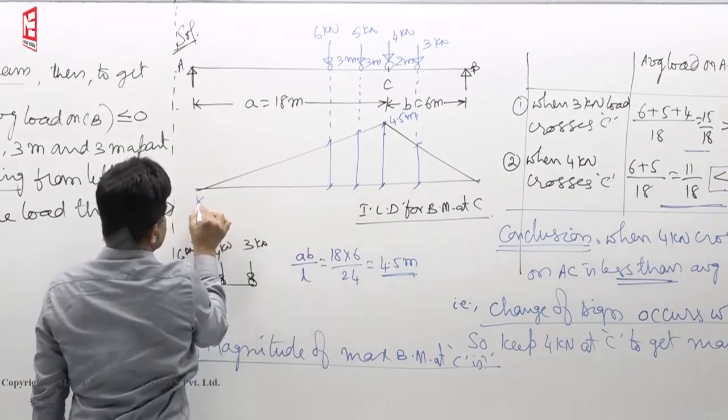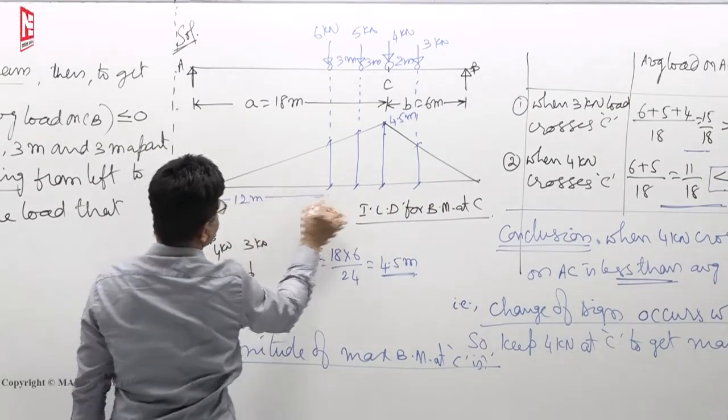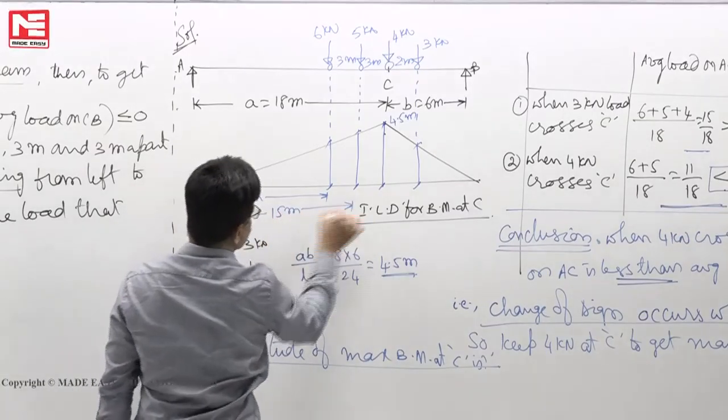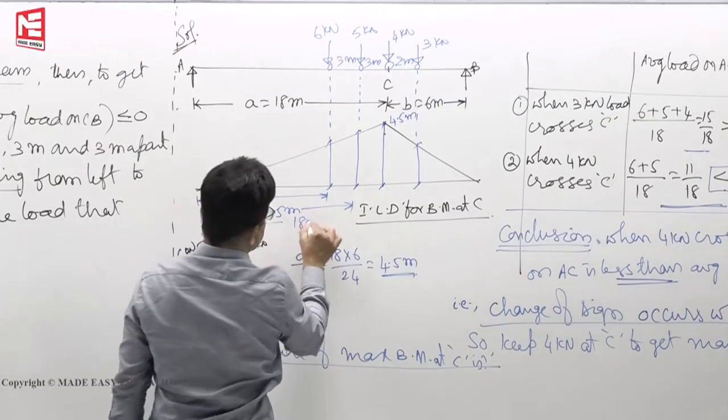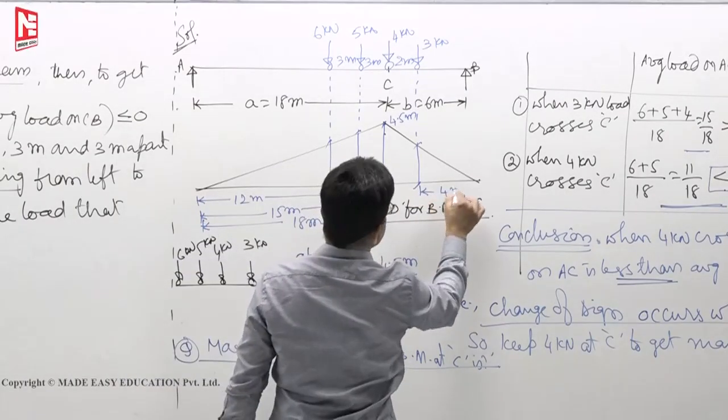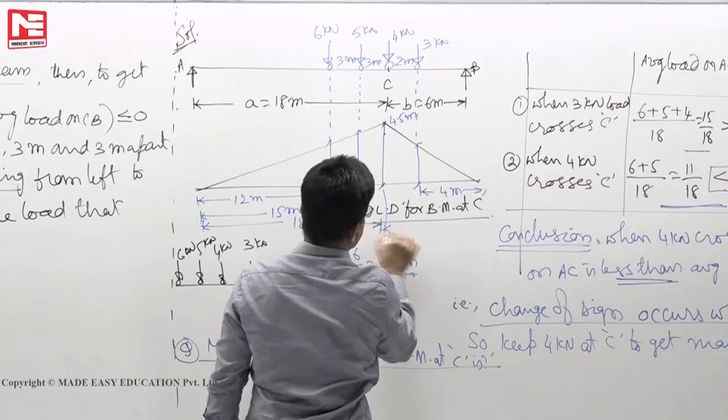See here, this length is now 12 meters only. Here to here, 15 meters. This is 18 meters. And here to here it is 4 meters. This is 6 meters.